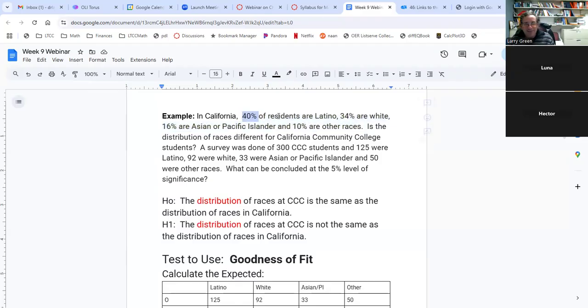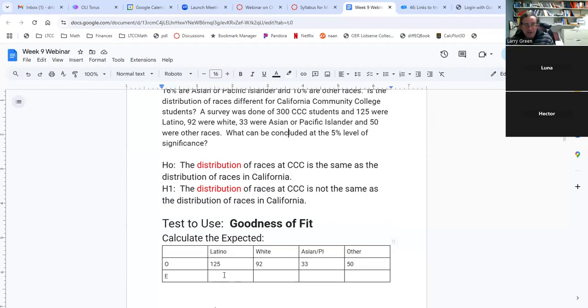Okay. So if 40% are Latino and we ask 300 students, then we just take 40% of 300. And remember, 40% of 300 is 0.4 times 300. And 4 times 3 is 12, so it's going to be 120, it turns out. If you go 0.4 times 300, you get 120. And you can do it in a calculator too. Any questions on that idea?